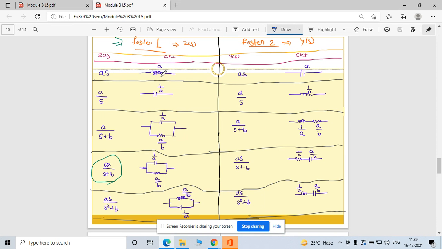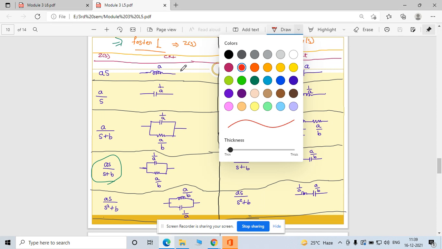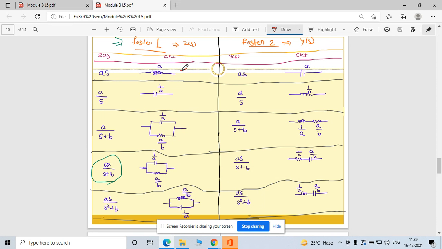You have to first of all use the Laplace transform for this circuit, right? This is the time domain circuit. Once you do the Laplace transform of this circuit and find this Z of s, you will get this. Now see, inductor is represented in terms of Ls, right? The value of L is A here. So when I use Laplace transform for this circuit, this A s represents your A s.